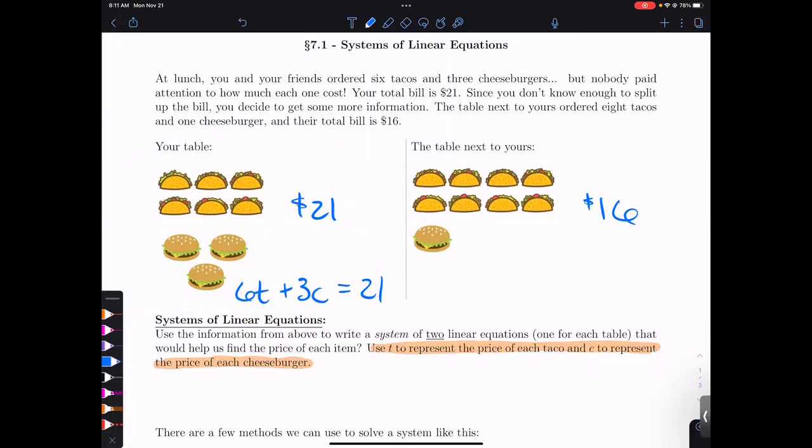Right, if the tacos are $4 a piece or something, then 6 of them would be 6 times 4, right? And so on. So adding those together, we should get the total. Okay, so what does the other one look like?